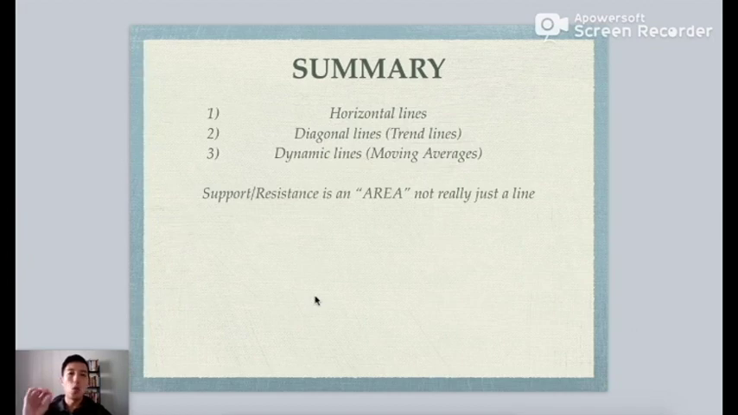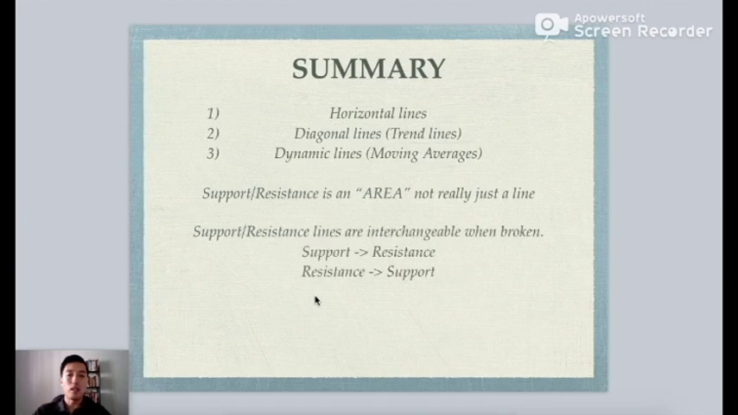Okay, so support and resistance is always an area. Remember, it's always an area. It's not a line, right? Just take note of that. And support and resistance are interchangeable when they are broken. So if it's a support now, once it's broken, it will become a resistance. If it's a resistance, once it's broken, it will become a support level.